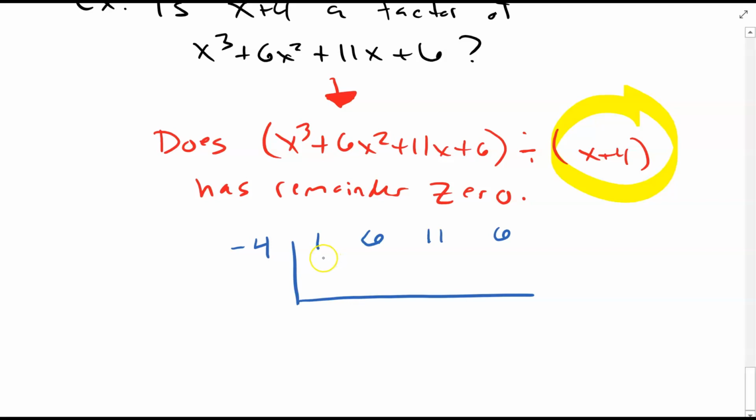So I start my synthetic division by just bringing the first number down, and then I multiply the negative 4 by that number, write it in the next spot, and add down. And then I just continue that process until I've filled in all the blanks. So 2 times negative 4 is negative 8. I add down, I get 3. Negative 4 times 3 is negative 12. I add down and get negative 6.